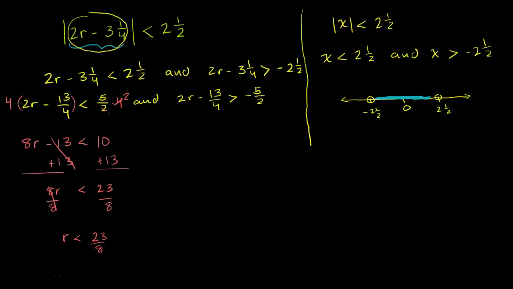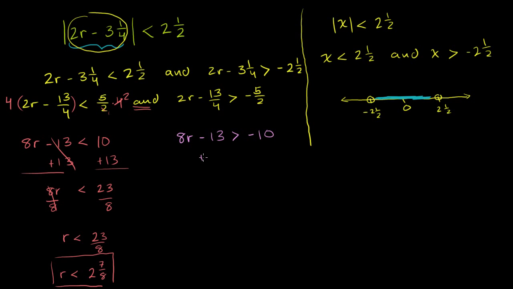Or if you want to write that as a mixed number, r is less than 2 and 7/8. So that's one condition, but we still have to worry about this other condition. There was an "and" right here. Let's worry about it. So our other condition tells us 2r minus 13/4 has to be greater than negative 5/2. Let's multiply both sides of this equation by 4. So 4 times 2r is 8r. 4 times negative 13/4 is negative 13, is greater than negative 5/2 times 4 is negative 10.